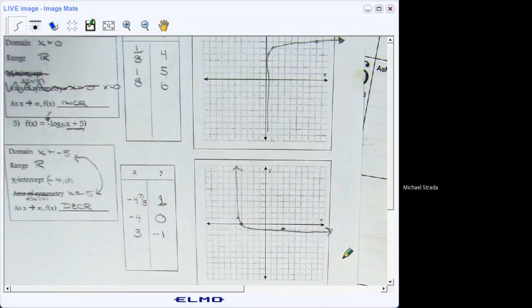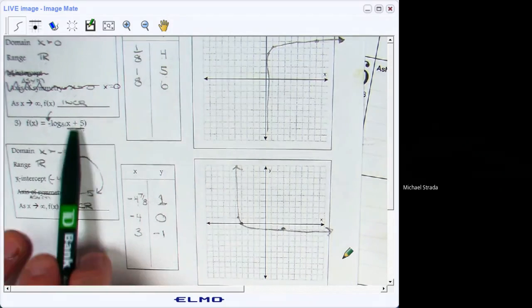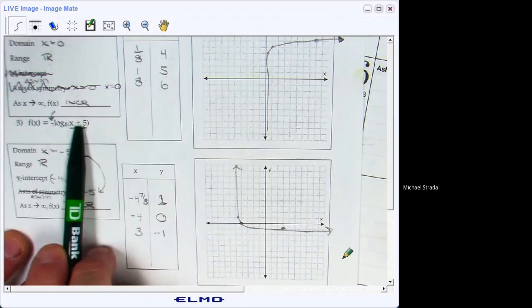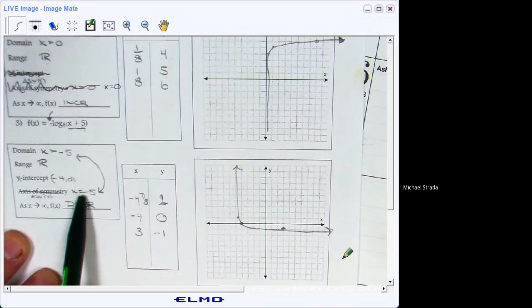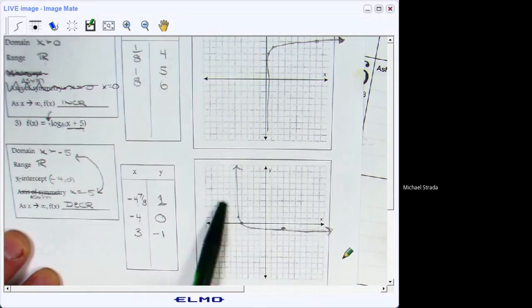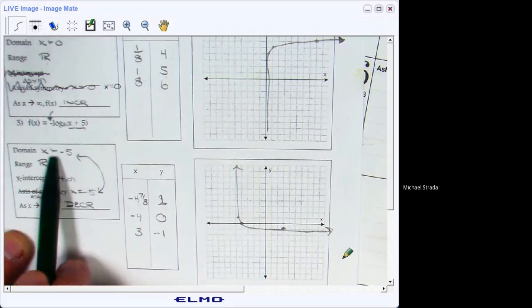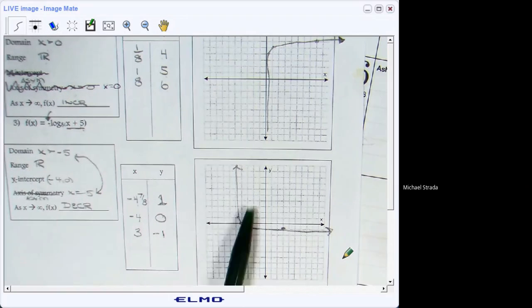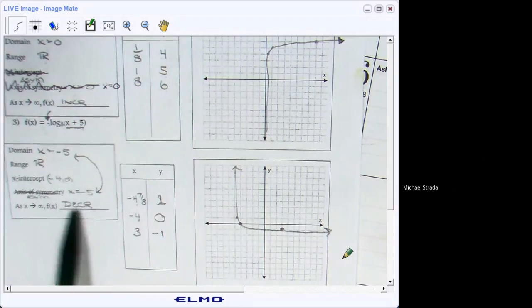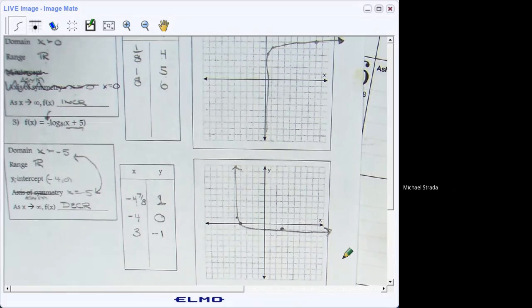All right? Whatever the number is in here, the opposite of that becomes your asymptote. The opposite of plus 5 is negative 5, so x equals negative 5 is your asymptote. If you look at all your points, they're all to the right of that. So my domain is x is greater than negative 5. Range is still all real numbers. And if you look at them, they're going down, so you know your function is decreasing.